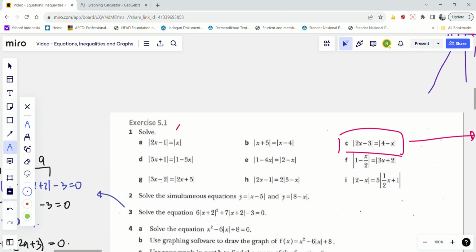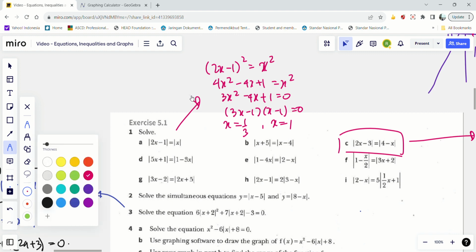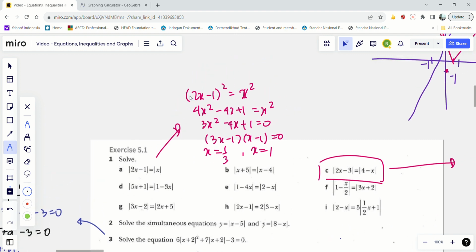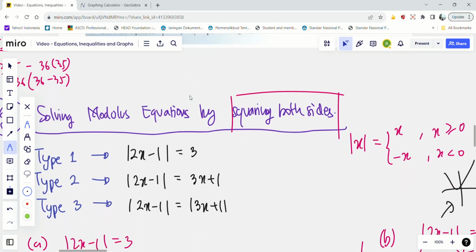For the other part, it's also the same. Let's say this one, you can square both sides like this. Then you factorize if needed, like this. So then see, you get two solutions again, 1/3 and 1. And you don't need to check, but if you want to check, go ahead, it's okay. So here it is, how you solve modulus equations, again, by squaring both sides.